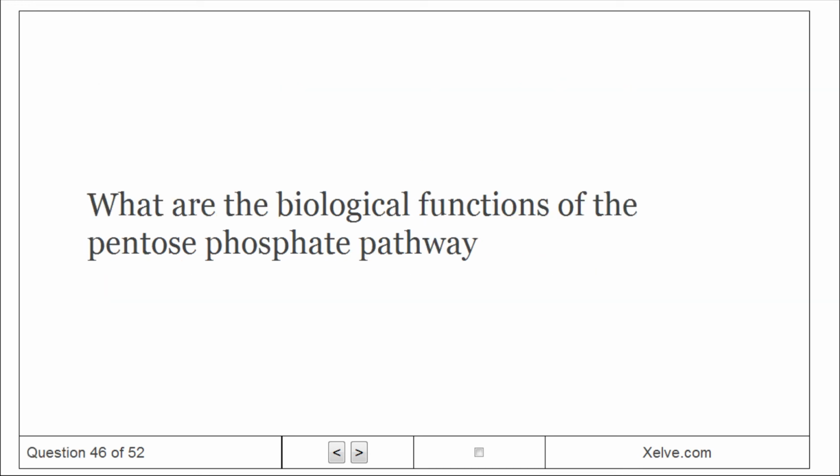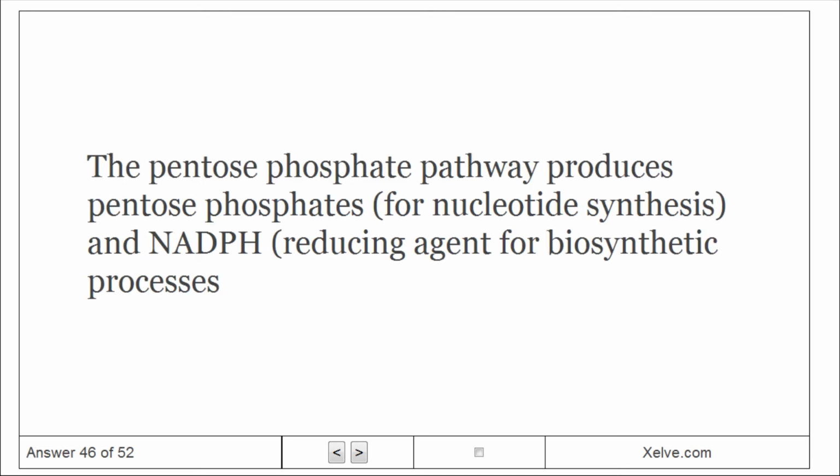What are the biological functions of the pentose phosphate pathway? The pentose phosphate pathway produces pentose phosphates for nucleotide synthesis and NADPH, a reducing agent for biosynthetic processes.